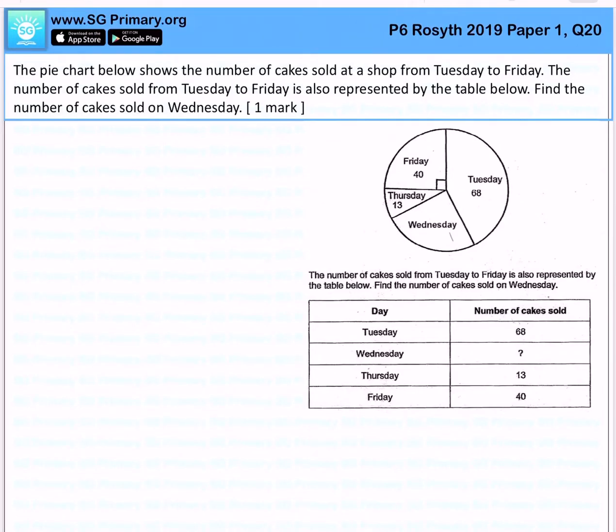The pie chart below shows the number of cakes sold at the shop from Tuesday to Friday. The number of cakes sold from Tuesday to Friday is also represented by the table below. Find the number of cakes sold on the Wednesday, which is currently unknown here.